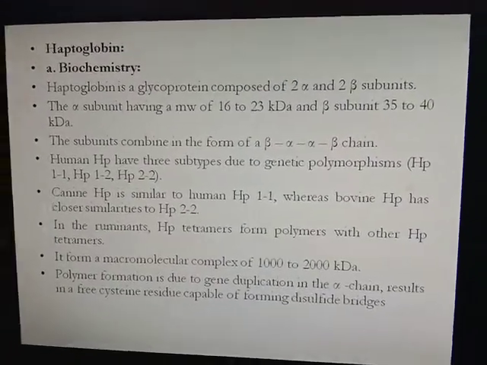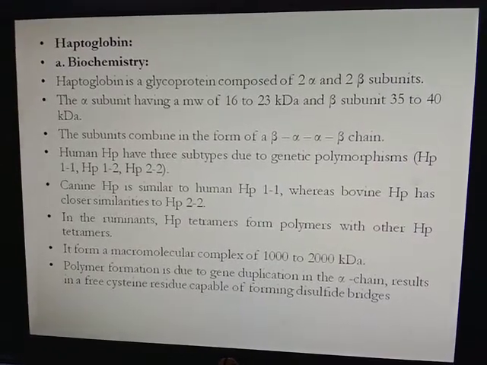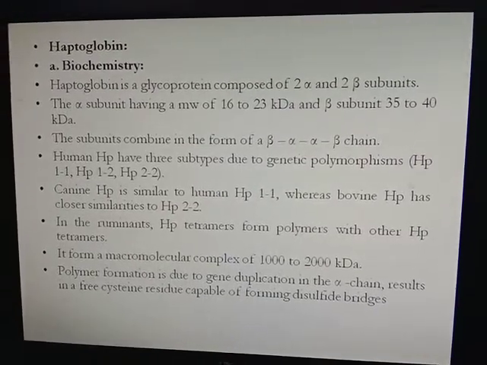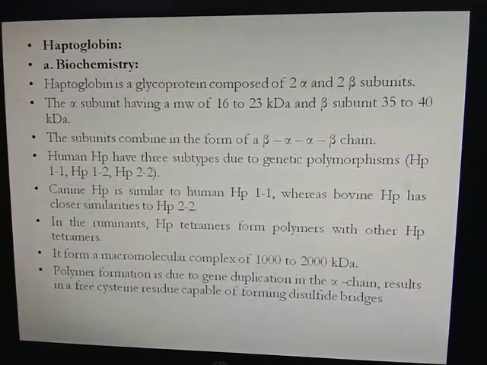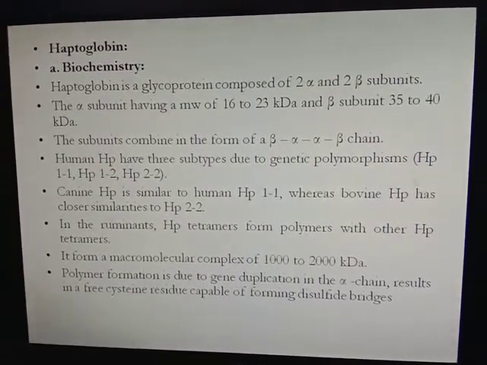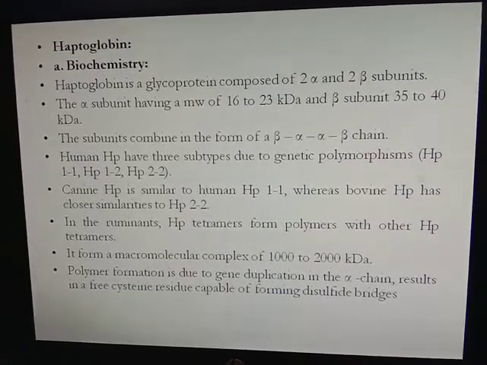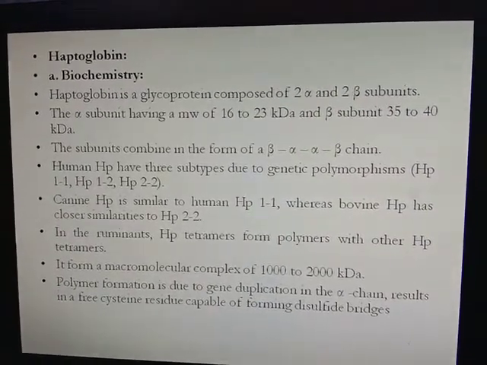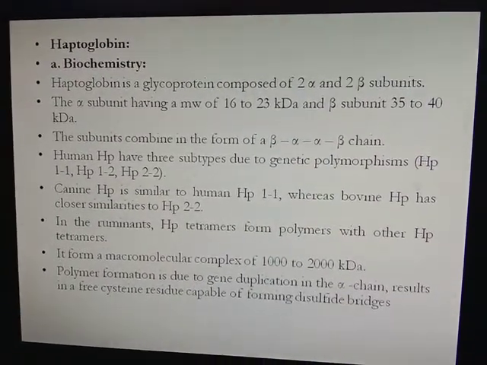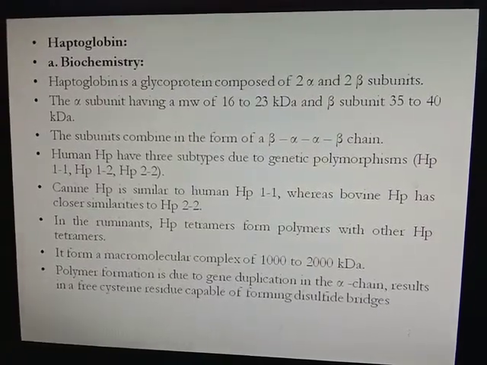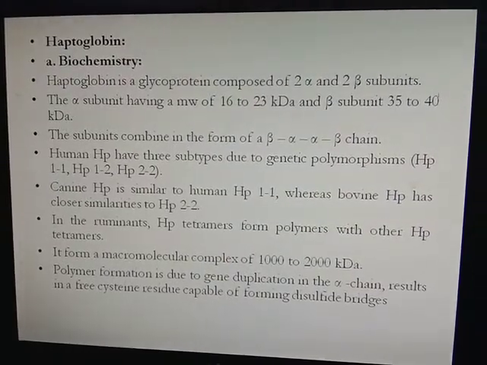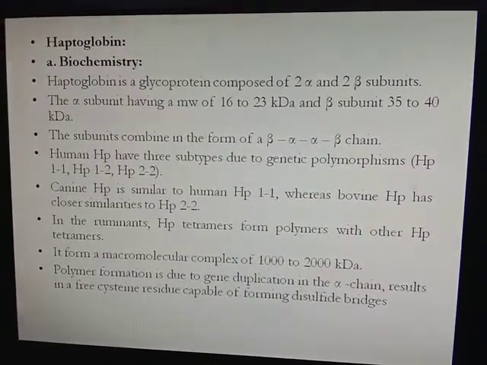The next protein is haptoglobin. Haptoglobin is a glycoprotein composed of 2 alpha and 2 beta subunits. The alpha subunit has a molecular weight of 16 to 23 kilodaltons and the beta subunit 35 to 40 kilodaltons. The subunits combine in the form of a beta-alpha-alpha-beta chain. Human haptoglobin has 3 subtypes due to genetic polymorphism: haptoglobin 1-1, haptoglobin 1-2 and haptoglobin 2-2.